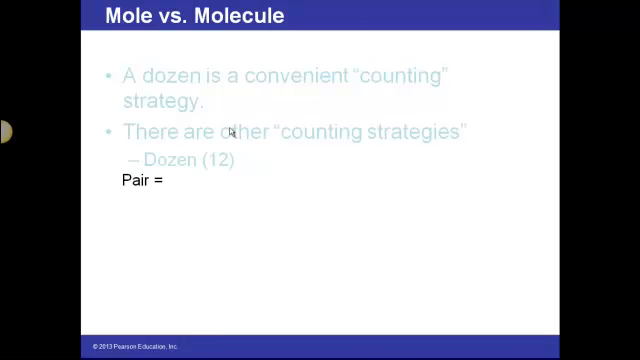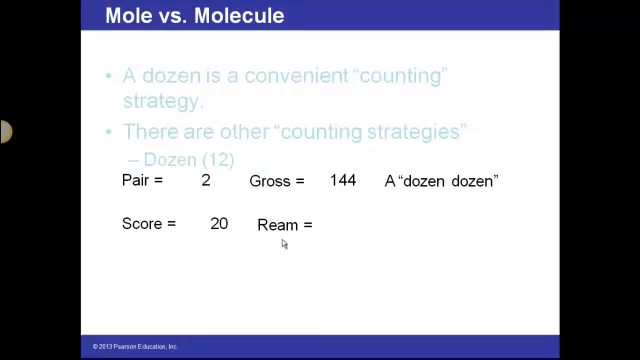So a dozen is 12, a pair is 2, a score, do you know how much a score is? A score is 20. How about a gross? 144 of something. It's a dozen dozens, essentially. And a ream? You might get a ream of paper. You would get 500 sheets of paper. And a mole is 6.022 times 10 to the 23rd things.